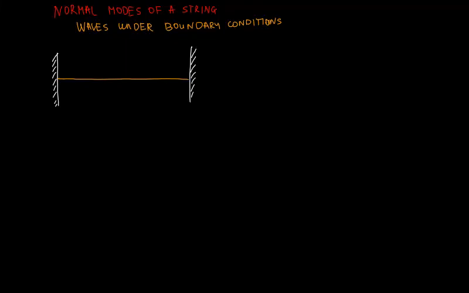Consider a string of length L fixed at both ends. Such strings are found in many musical instruments, including pianos, violins, and guitars. When a guitar string is plucked, a wave is produced in the string. This wave is reflected from the ends of the string, making a standing wave.